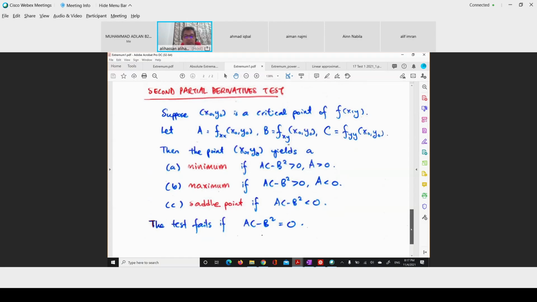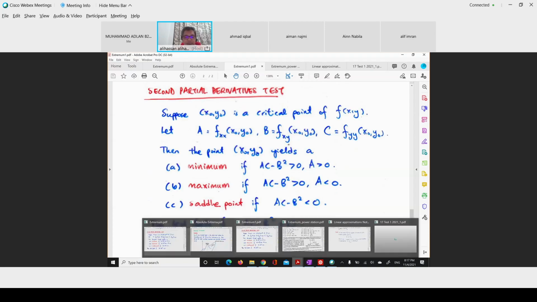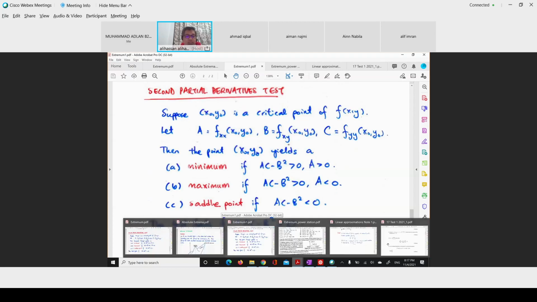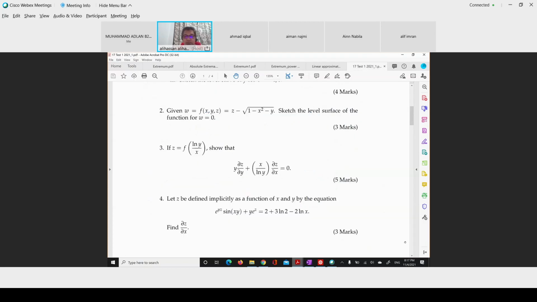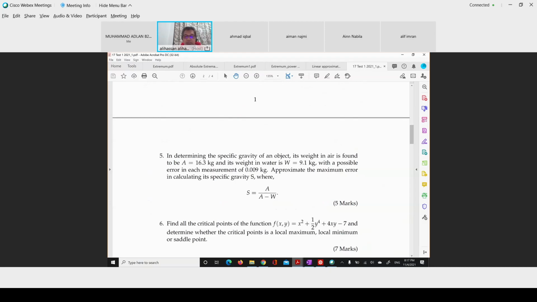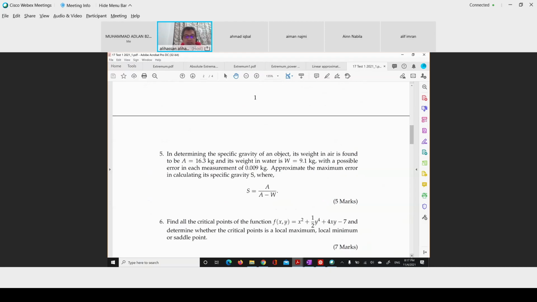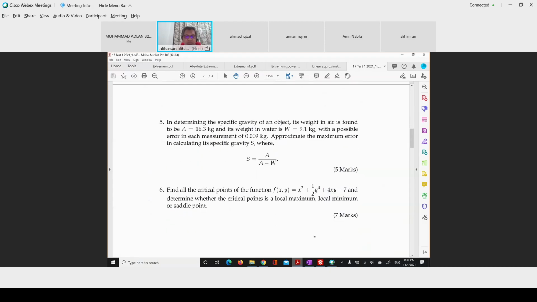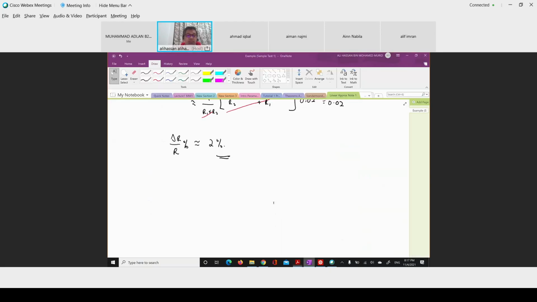This is the method required to solve this problem number 6. No, not this one. This one here. That is the method required to solve this problem number 6. But let's discuss some other example first.